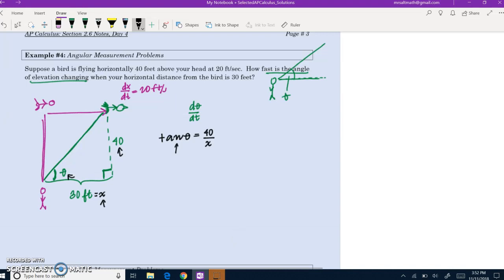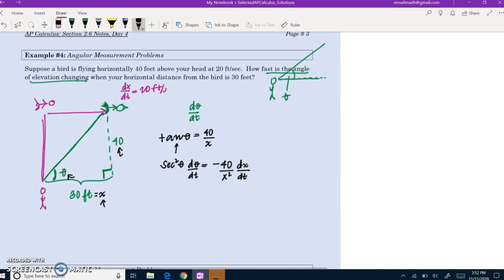So the derivative of tangent with respect to time is going to be secant squared of theta times d theta dt. And if we want to differentiate 40/x, it's probably easier to think about it as 40x to the negative first. So this will become negative 40, and then I'll subtract 1 up here, so it will be x to the negative 2. So I can make this x squared, and then I multiply that by dx dt. So that's going to be my related rates expression.